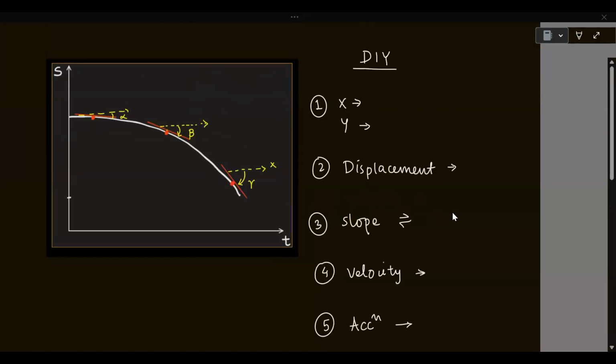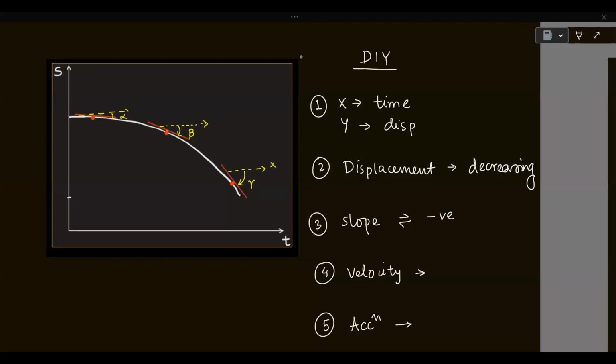X represents time. Y represents displacement. What is happening to displacement? It is decreasing. How do I know? From the graph itself. I don't have to use slopes or anything. What is happening to slope? Well, the first thing I know is the slopes are negative. Why? Because you can see all the lines are going below the x-axis and all the angles are calculated.